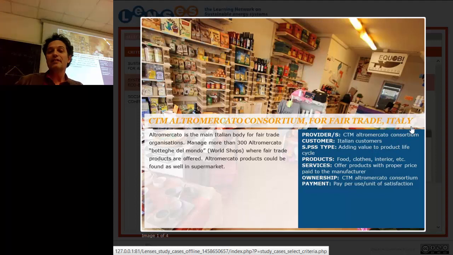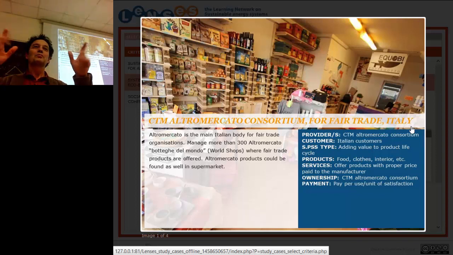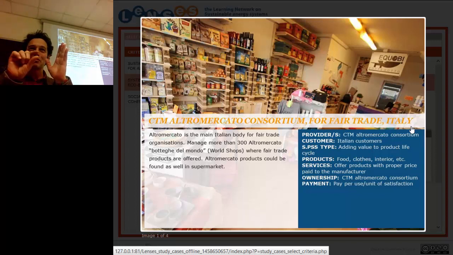Actually, you can find those even in supermarkets, even though there was a kind of conflict within this organization, because some said, no, we don't want the supermarkets to sell those products. You can go into a supermarket and see a package of coffee with the fair trade label, and close to that a non-fair trade coffee. So you are sure that this coffee has been produced without mistreating the people cultivating it. Many people very committed within the organization were against having those in the supermarket.